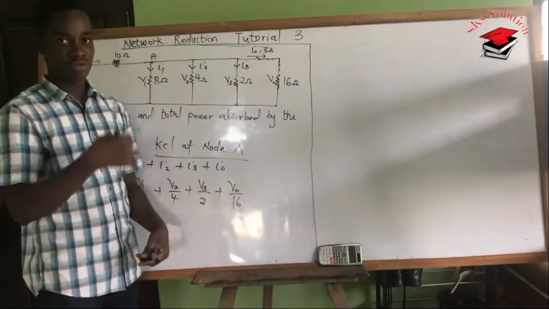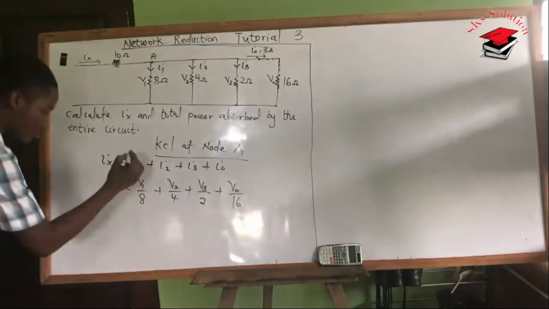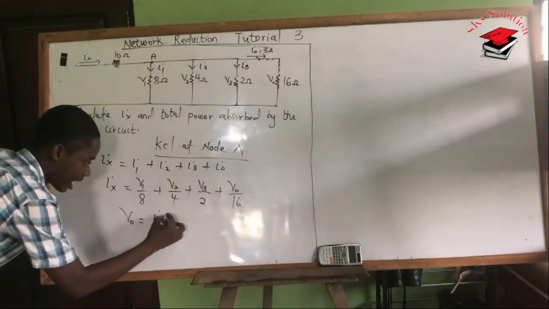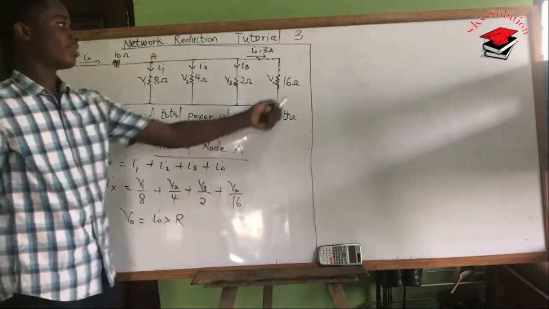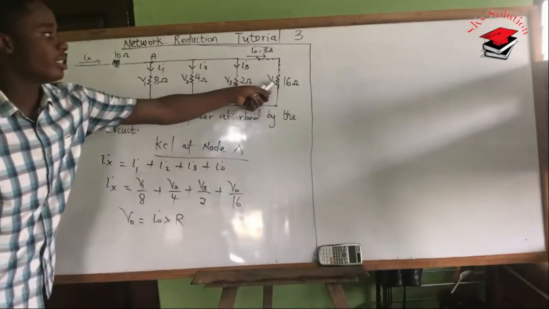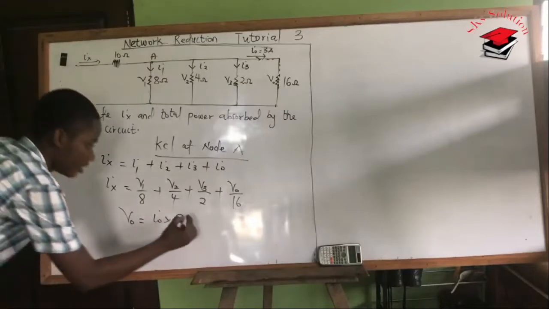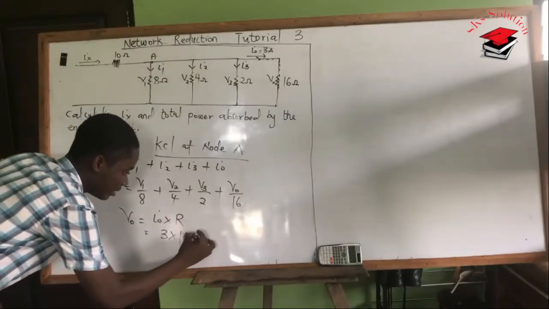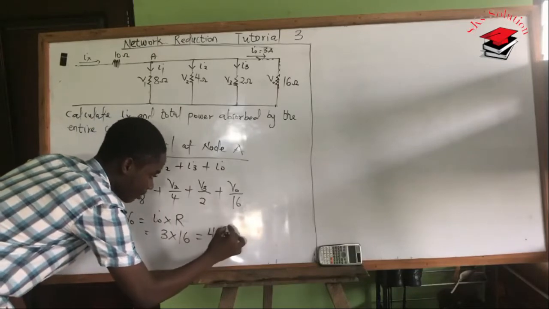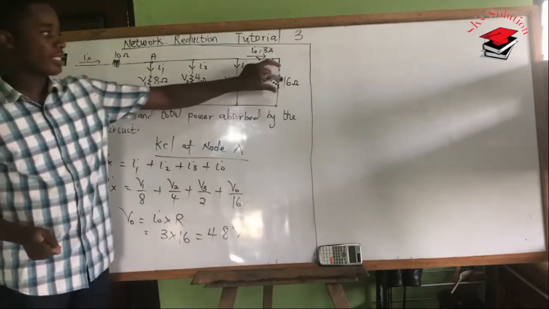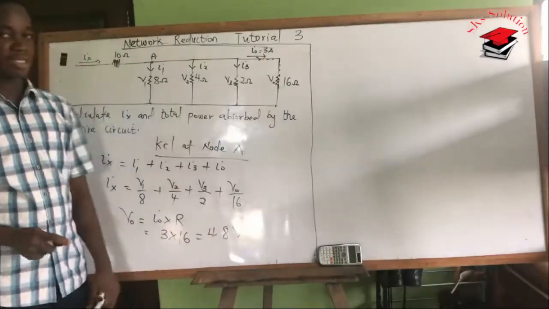V naught is equal to I times R. So from this one we know that V naught is equal to the current I naught times the resistor, which is 16. That will give us the voltage across the 16. I naught was given to be 3, so 3 times 16 is 48 volts. So the voltage across the 16 ohms is 48 volts.